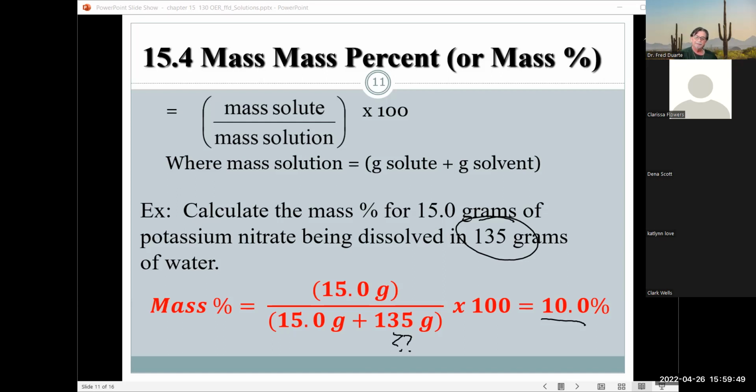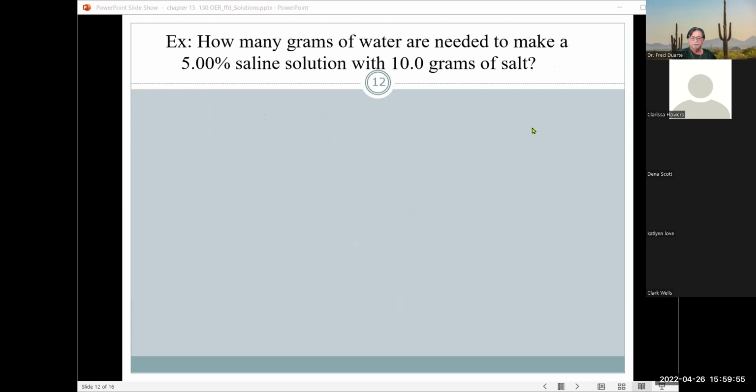And so this is the only time that you're probably going to need to use a little bit of algebra. Not too complicated, but just a little bit. Now, here they're asking you to calculate how many grams of water are needed to make a 5% solution if you use 10 grams of salt. And salt can be anything, because we're doing mass percent, we don't really care about what specific salt we're using.